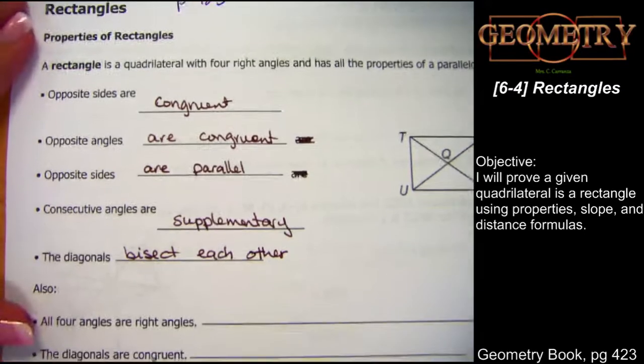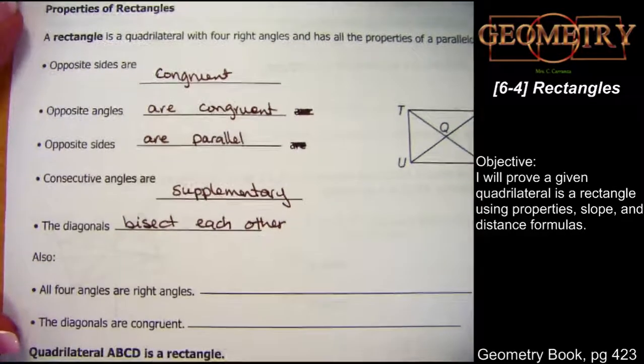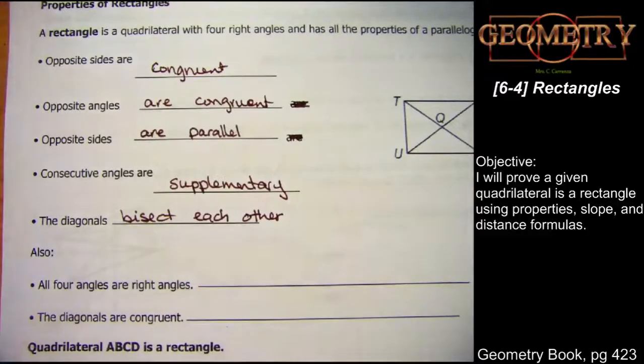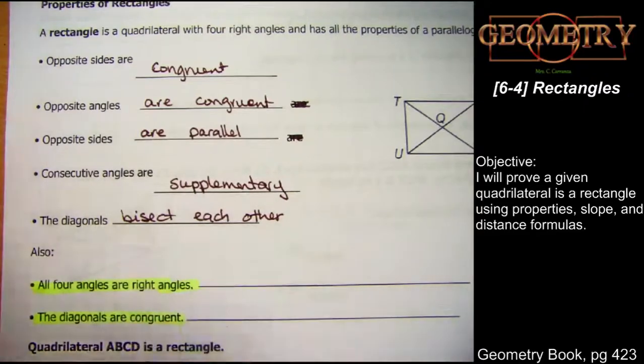In addition to these 5 items that are taken from parallelograms, the rectangle also has all 4 right angles. So all 4 angles are right angles, and the diagonals are congruent to each other. Extra lines, because reasons. Okay? Let's use these properties of our rectangles in order to solve some algebra problems.